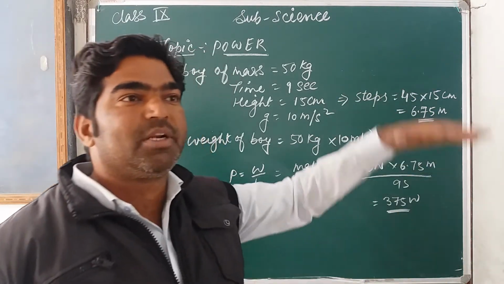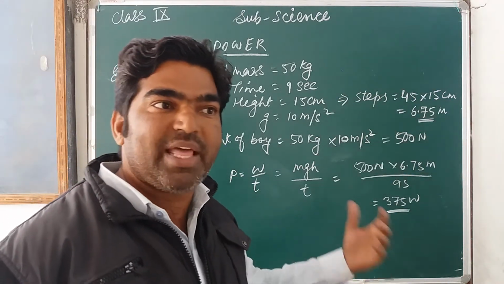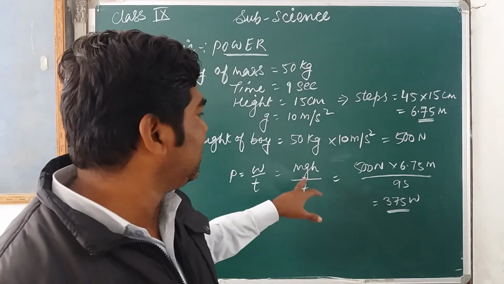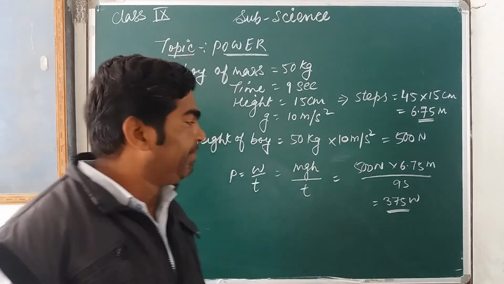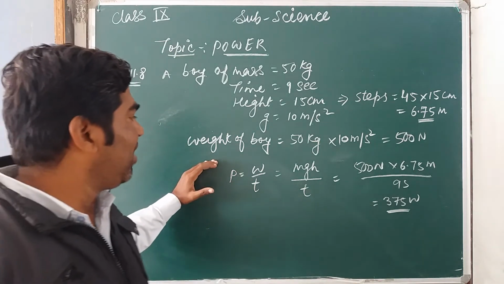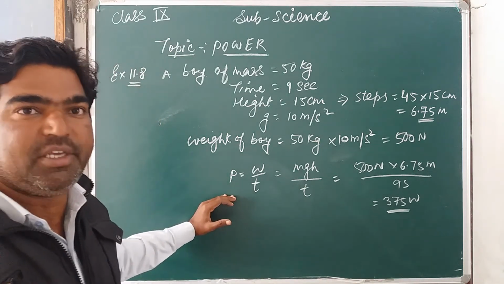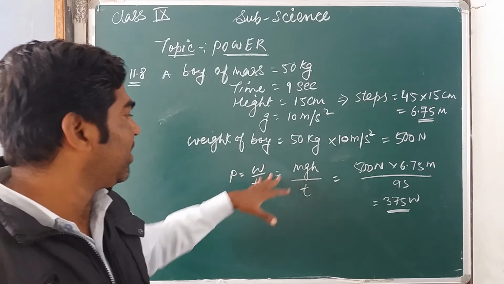Now the boy is going upward, so he works against gravity. So here we are using the formula mgh, where we also consider gravity. And we know the formula for power is W by T, meaning power is calculated by work done divided by time.